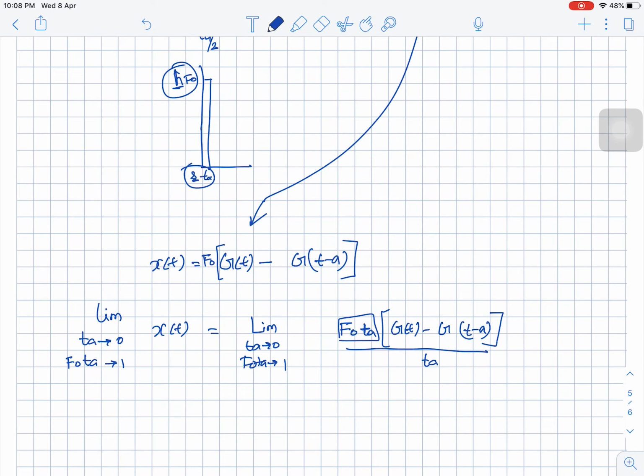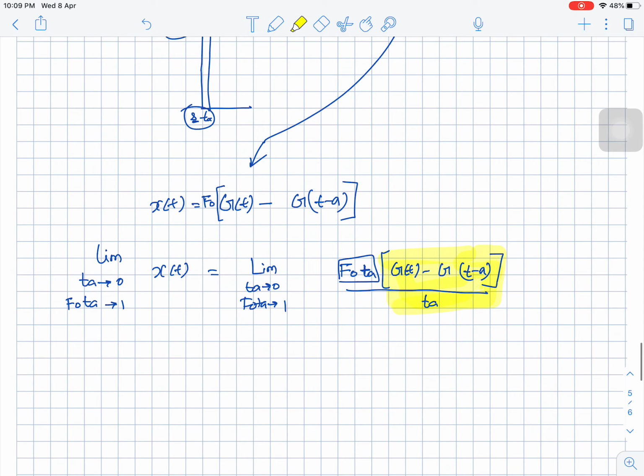So now f naught ta is 1, so this becomes 1, and this term looks like derivative with respect to t, right? So then this ta is the constant, very small constant in t axis, therefore it is this condition, limit ta goes to 0, f naught ta equal to 1. This condition leads to dg by dt. So now this is very important result.